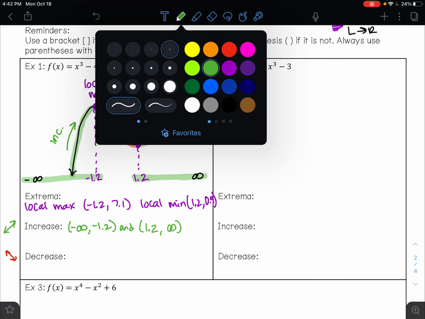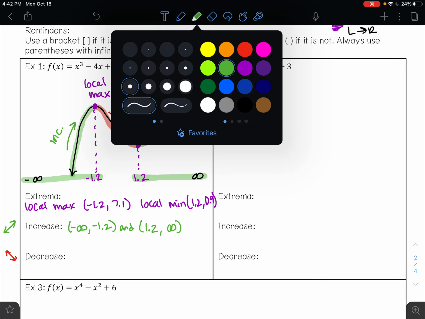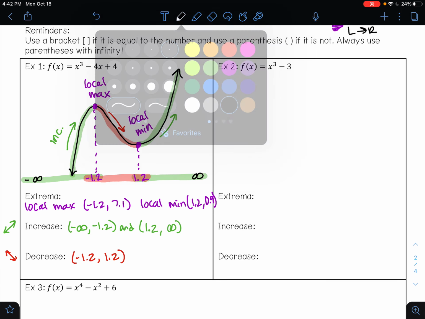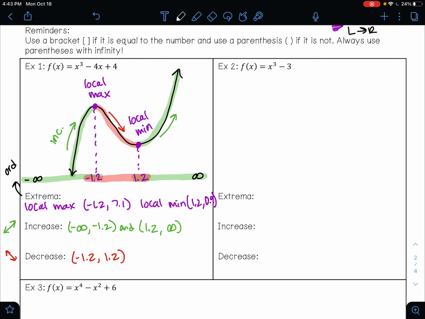And then for our interval of decrease, we are decreasing here in the middle. So we are decreasing from negative 1.2 to positive 1.2. Negative 1.2 gets a parenthesis and positive 1.2 gets a parenthesis, because this is where it's changing from increasing to decreasing. When you're doing your extrema, these are written as ordered pairs. In your intervals of increase and decrease, these are written in interval notation. So when we're doing that, we're only doing the x's.